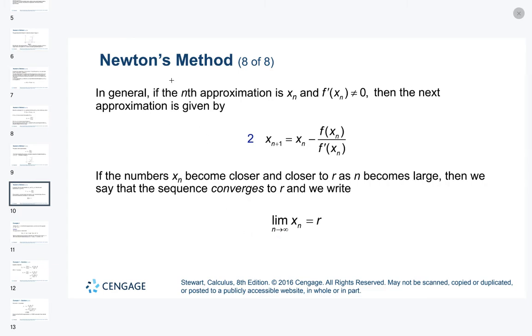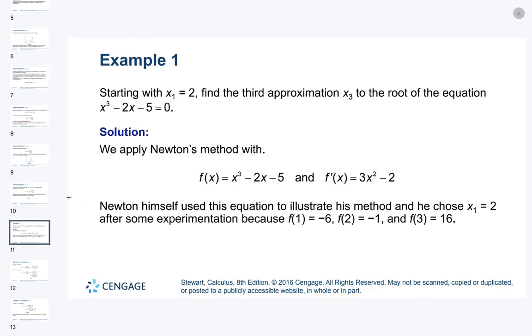One place it will not work is when the derivative goes to 0 at any of your approximations. If the derivative is 0, you have it in the denominator, so you cannot use this approach anymore. Keep that in mind. This is the important formula: x(n+1) equals xn minus f of xn over f prime of xn. The next one is an example. I'll come to it in a short while.